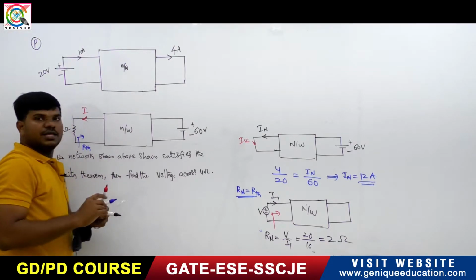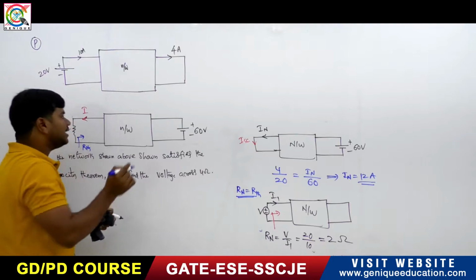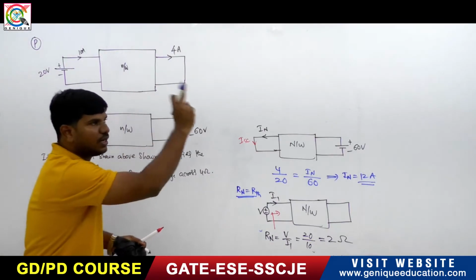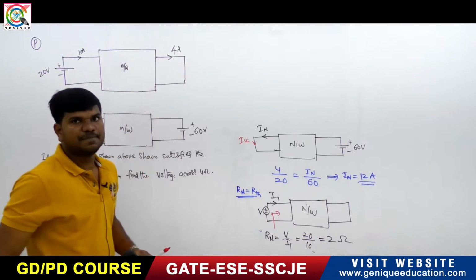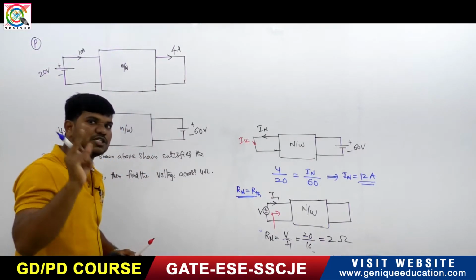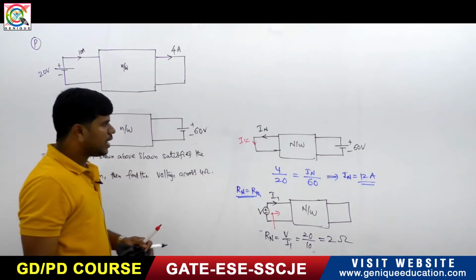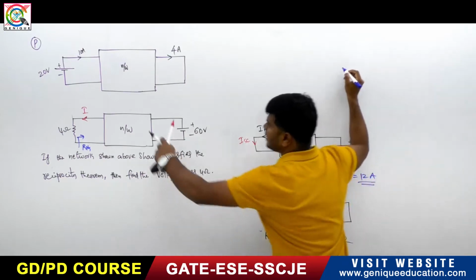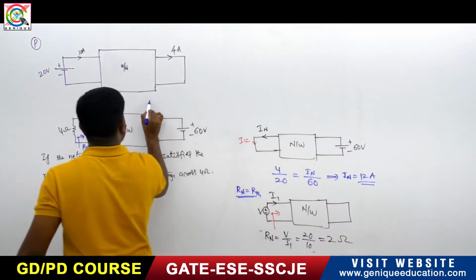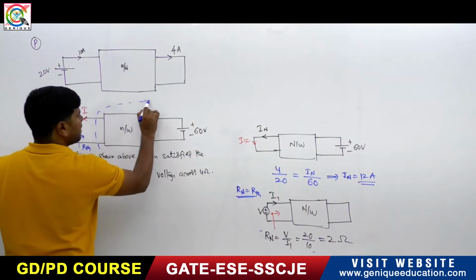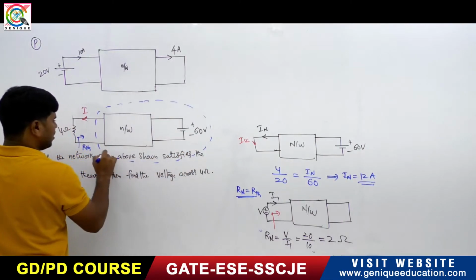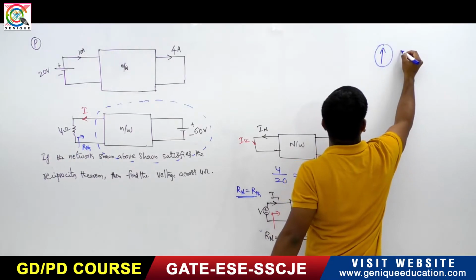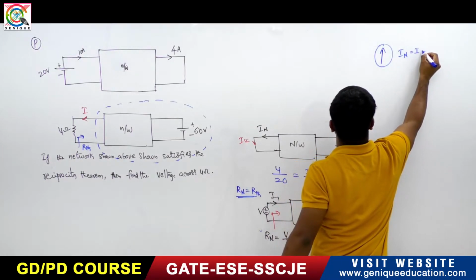From Norton's theorem, we can say that any network can be replaced by one current source in parallel with a resistance. That current must be the short circuit current. Now I am replacing this entire network with one current source. This current source is IN, which is equal to ISC.